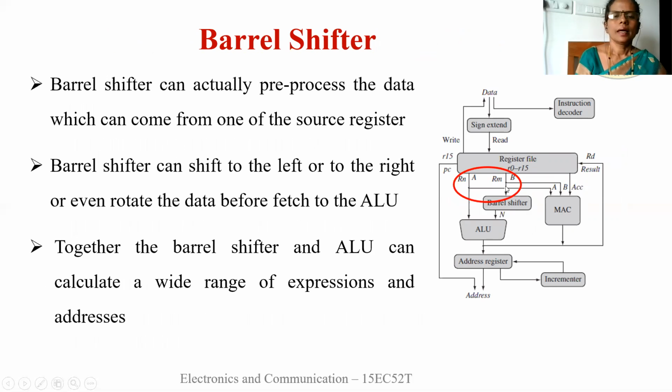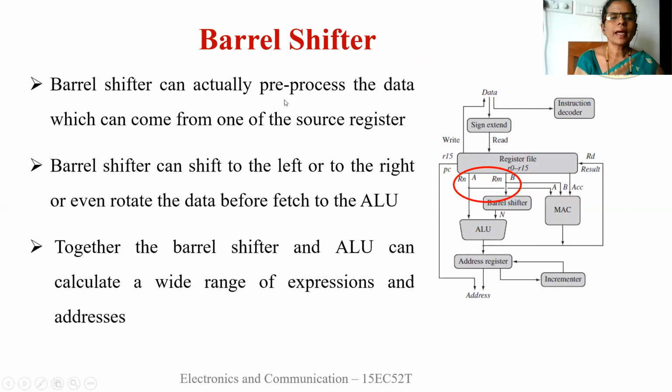Next is about the barrel shifter. See the marked block here as barrel shifter. I told you the ALU gets two data, one directly from Rn and one from Rm. It is pre-processed and given to the ALU. So what is this pre-processing, why is it required, and what is the use of this barrel shifter?